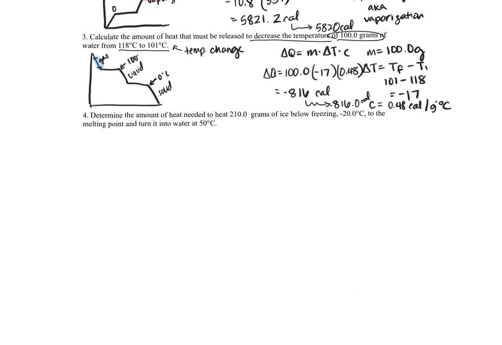So in number 4, you're being asked to determine the amount of heat for 210 grams of ice. It's starting at negative 20 degrees Celsius. We're bringing it up to the melting point. We're turning it into water, and we're ending at 50 degrees Celsius. So I have temperature change occurring, and I have phase change occurring. I have lots of changes that are occurring here.